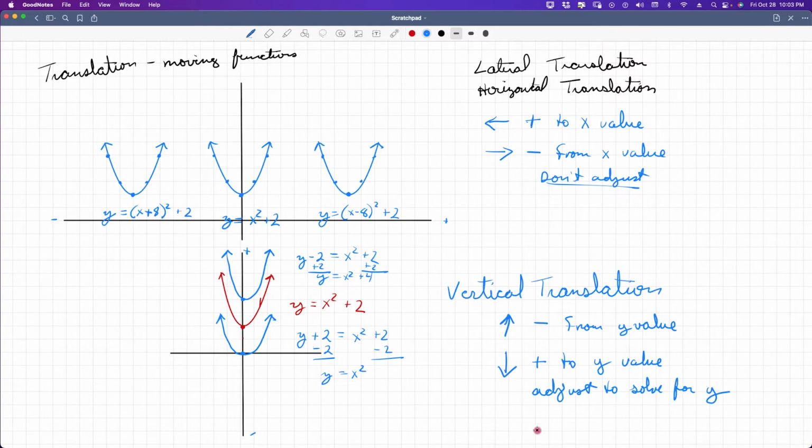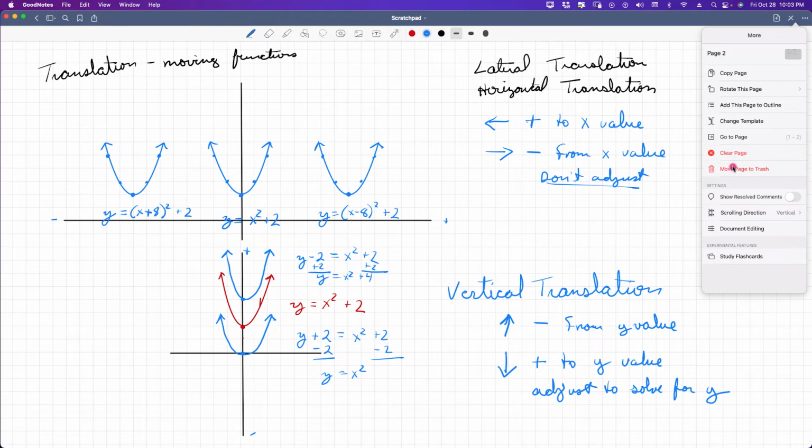All right, so let's do a couple practice problems. I think we have 3. Yes, we have 3 little practice problems. So pause if you need to take all these down in your notes, because I'm clearing the page now.